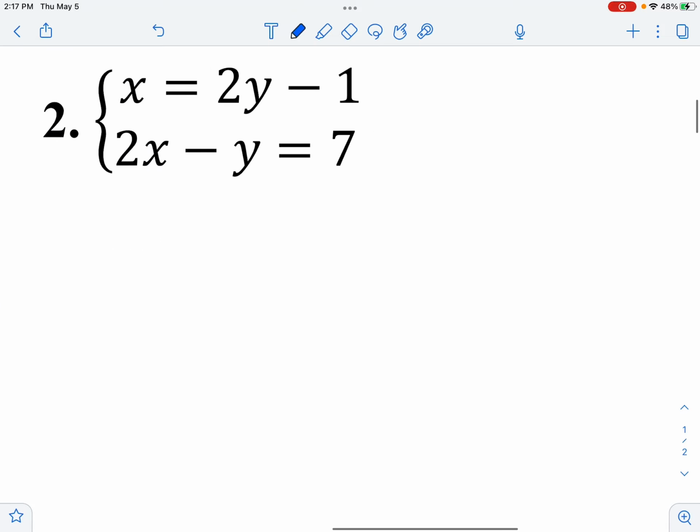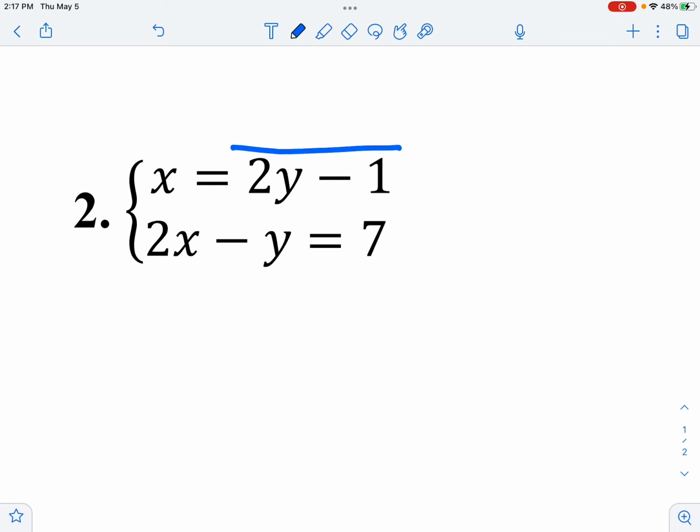If you look at this, there's a variable solved for. This says x equals. If it says x equals or y equals, you're going to want to use substitution. So I know that this is the exact same thing as x. Anytime I see an x, instead of writing an x, I can write 2y minus 1. So I see an x right here. I'm not going to write x here. Instead, I'm going to write 2y minus 1.